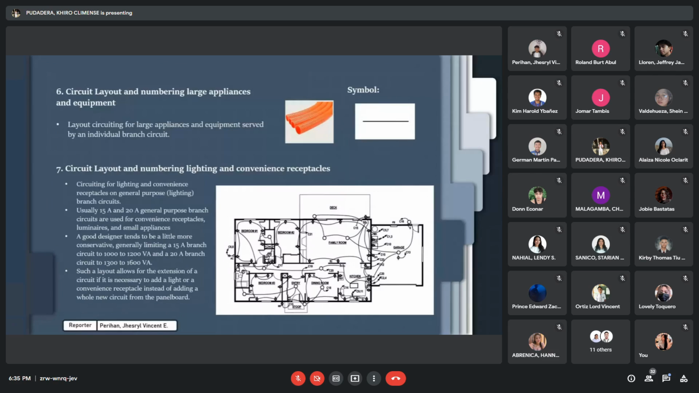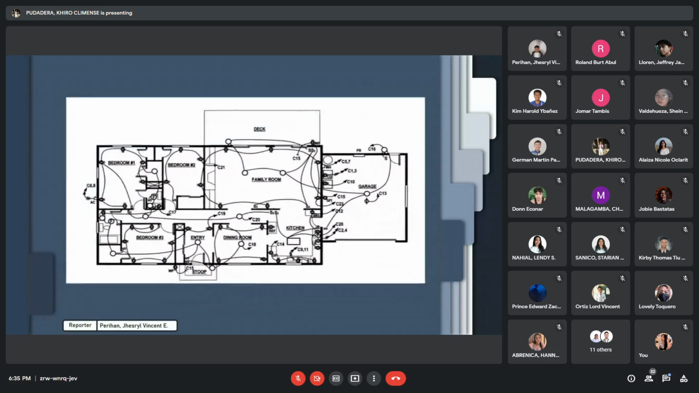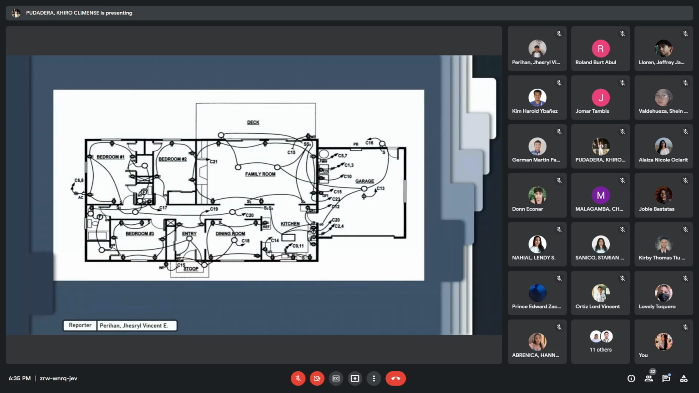Number 6, circuit layout and numbering for large appliances and equipment. Layout circuiting for large appliances and equipment served by an individual branch circuit. As you can see in the symbol, this is our conduit. You can see in the floor plan these lines connected to the outlet, switch, and light, which we call conduit. As mentioned earlier, for the individual branch circuit, the large appliances like clothes dryer and clothes washer belong to the individual branch circuit.